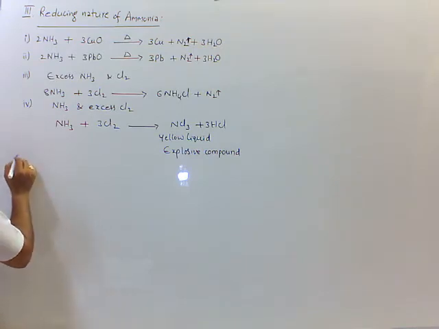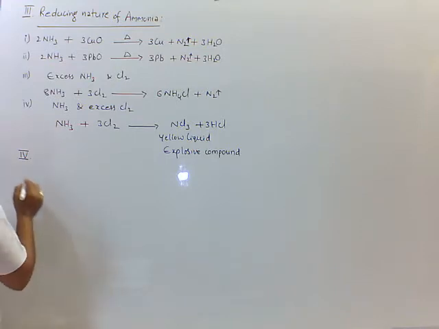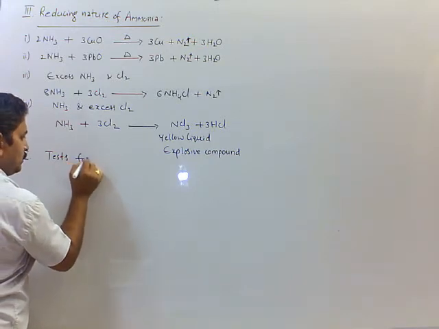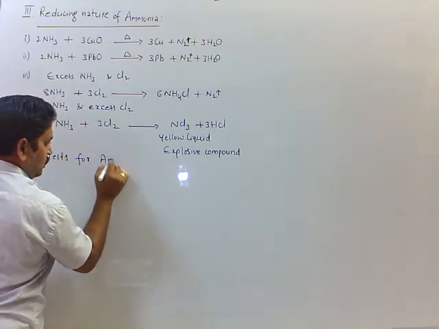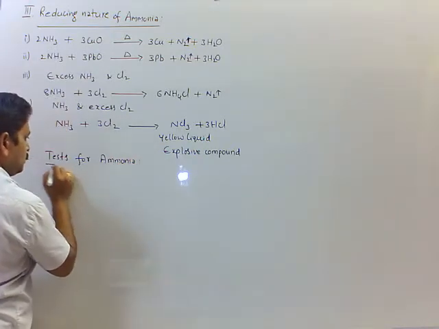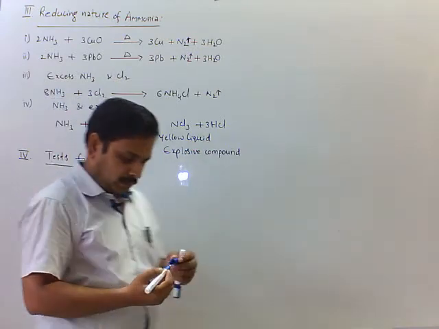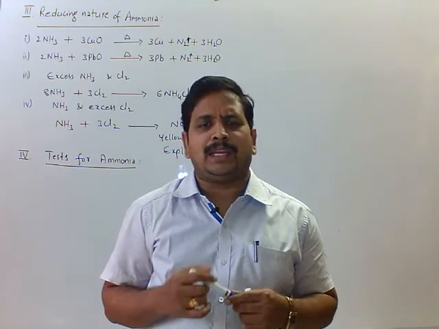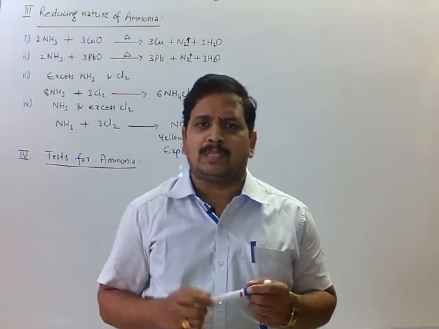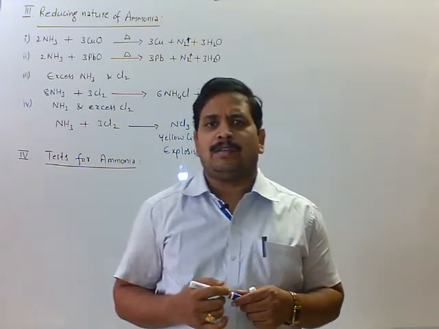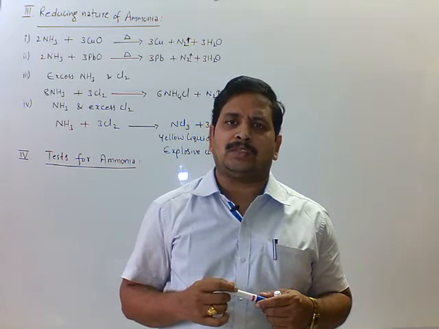Next, fourth one is tests for ammonia. Action on indicators. We have different indicators. First one is litmus paper we are taking. Red litmus paper turns into blue color when we are sending ammonia gas through that.